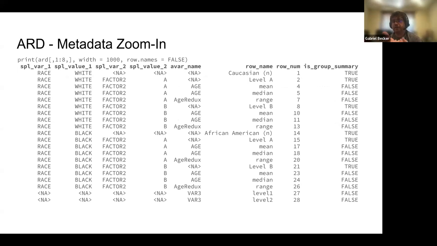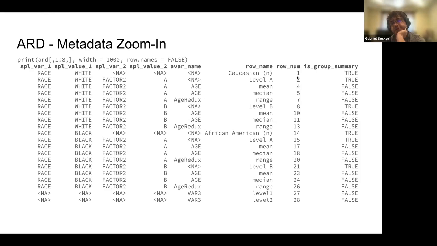And then you have the avar name, which is a little bit different. It's the name of the subtable. So you can see here it's age redux instead of age. That may change in the future. The exact specification here is still experimental. But you've got that, and then you've got the row name, which is like what's printed for the individual rows. And then you have the row number, which is the absolute position in the overall table.